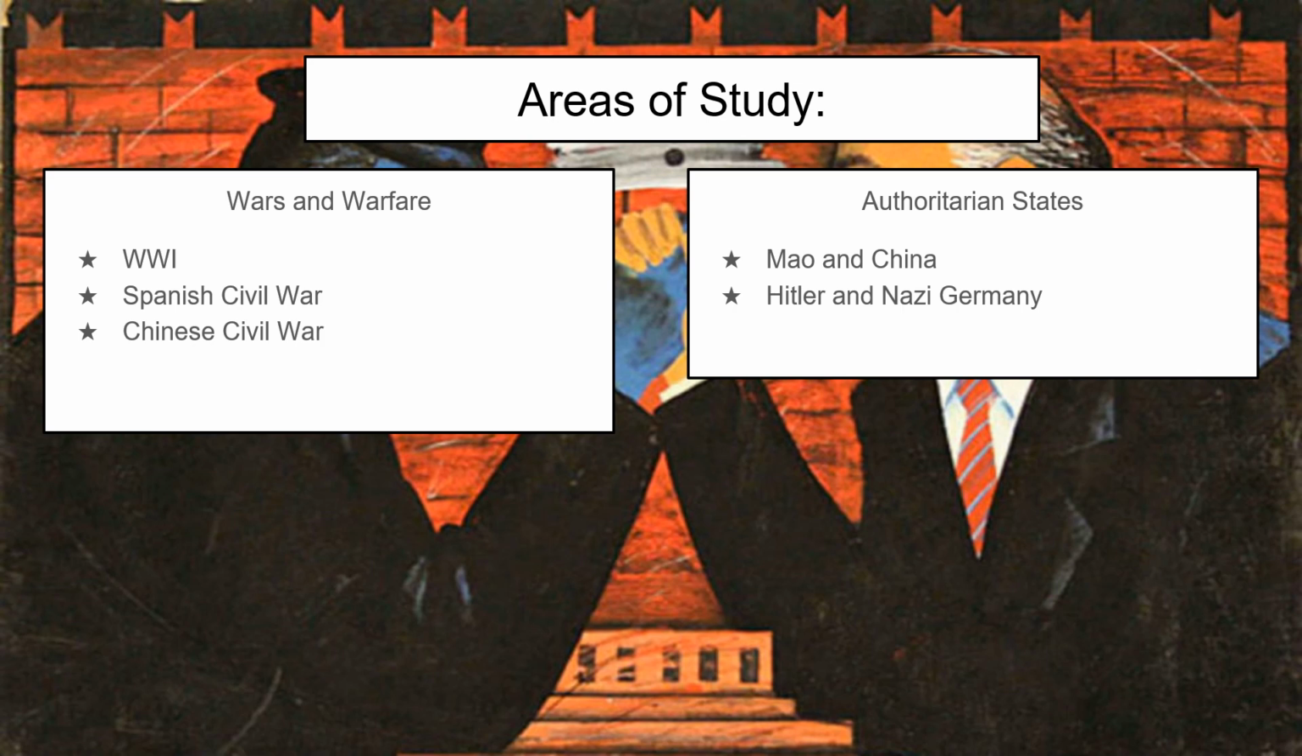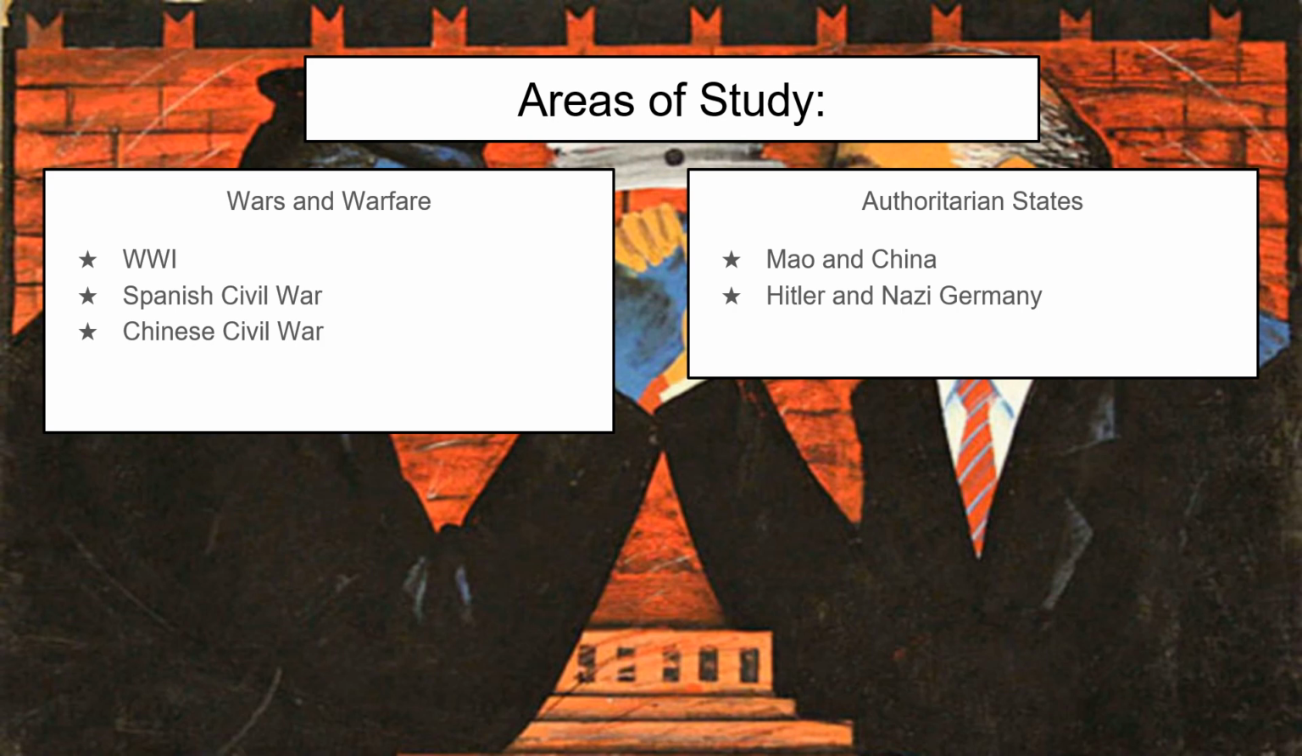So the two topics I chose out of the 12, and by the way, there'll be 2 questions per topic, okay? So there's 2 questions on wars and warfare, and there are 2 questions on authoritarian states. It's your job to answer one from wars and warfare, one from authoritarian states. So our wars and warfare topics are World War I, the Spanish Civil War, and the Chinese Civil War.